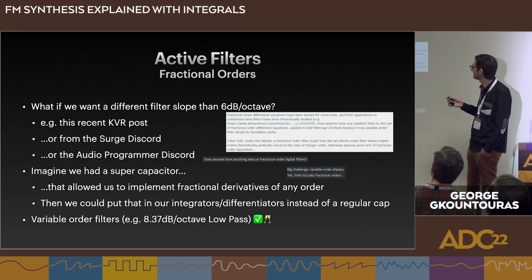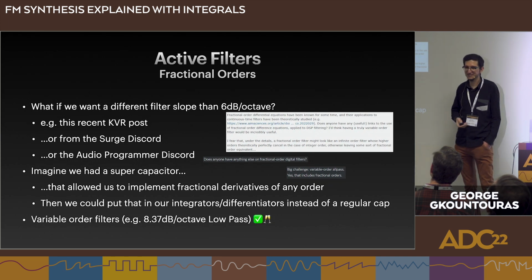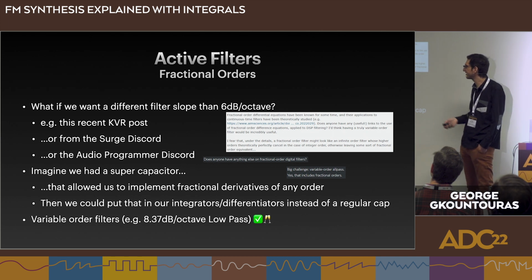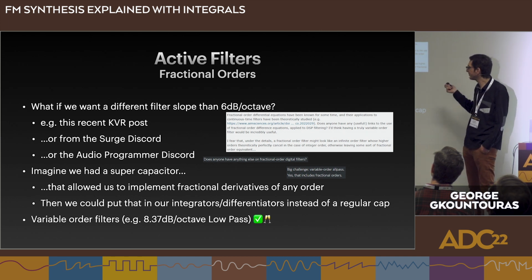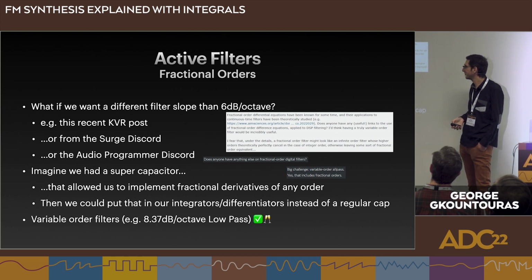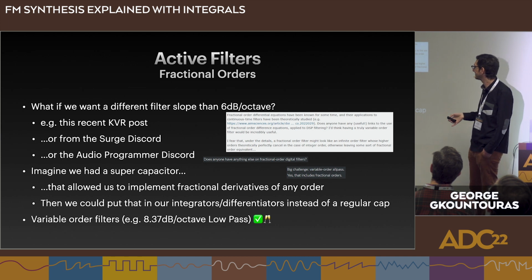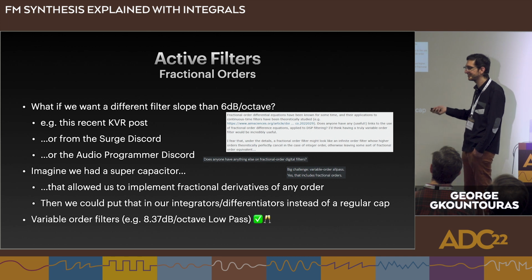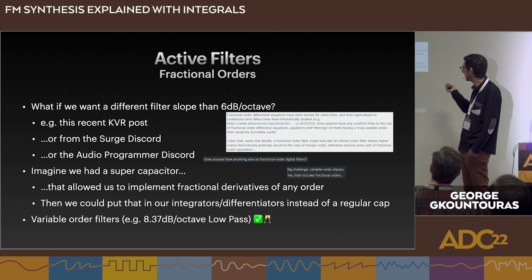So what if we want a different filter slope than 6 dB per octave? For example, I found this recent post in a forum, or some, again, Discord posts that demonstrate that clearly this is something that people want, right? If they're writing, how can we do that?